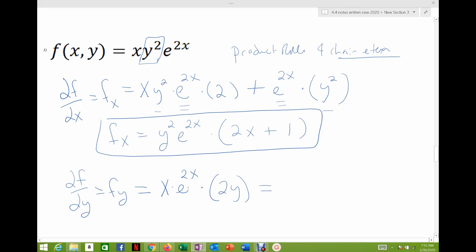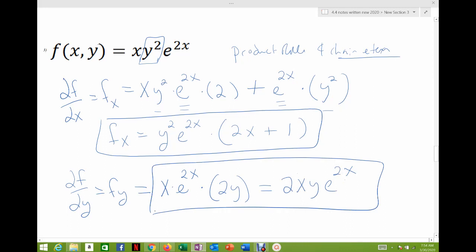I will rewrite it. It's just, rule of thumb is to move the 2y to the front and actually write it in the right order. So 2x, y, e to the 2x. But again, like I said, that's minor. Either one of those would be acceptable. And there's my first order derivative with respect to y.